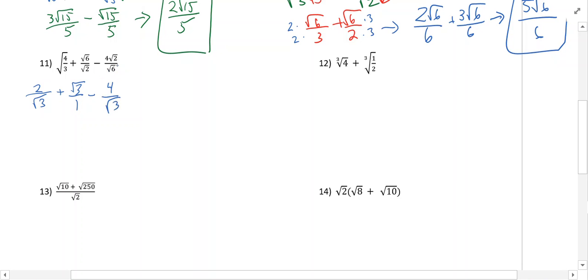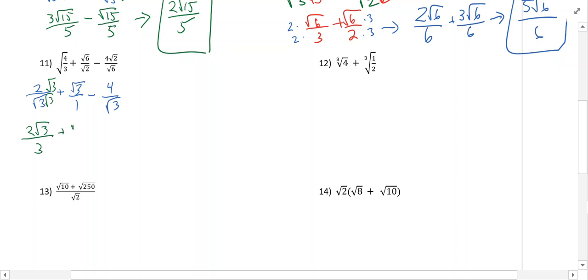So then, once I do that, I'm going to be left with rationalizing the denominator, because I can't add or subtract them until I have this radical out of the denominator. So on this first term, I need to multiply rad 3 to the numerator and the denominator. So that gives me 2 rad 3 over 3.